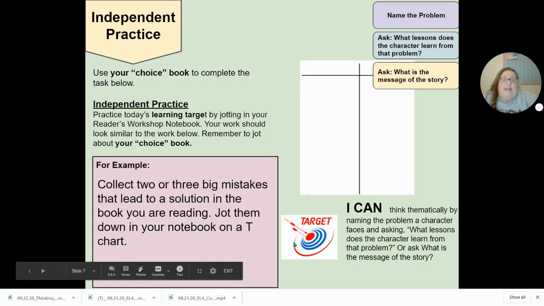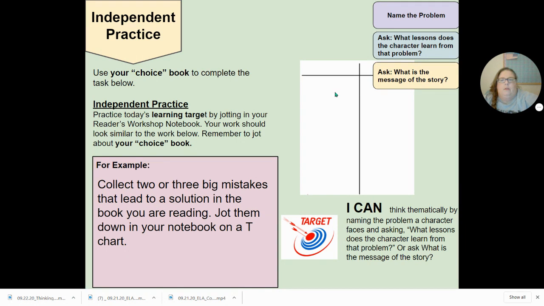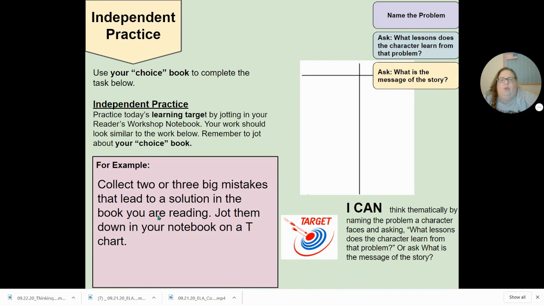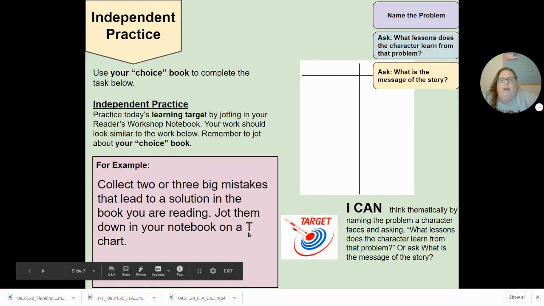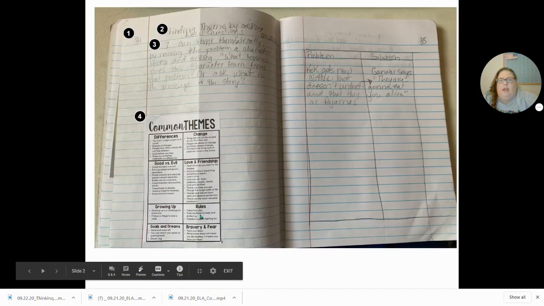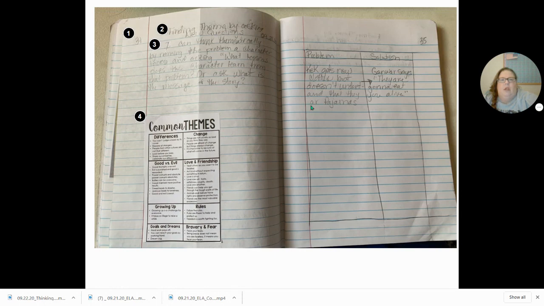So what does your work look like today? Your independent practice is applying this learning target, using these strategies and a T-chart and using your choice book. This is what you're going to do. You're going to collect 2 or 3 big mistakes that lead to a solution in the book you're reading. Jot them down in your notebook on a T-chart. That's exactly what I told you I would explain earlier. This is the T-chart, and you're going to jot down those big ideas. Okay?